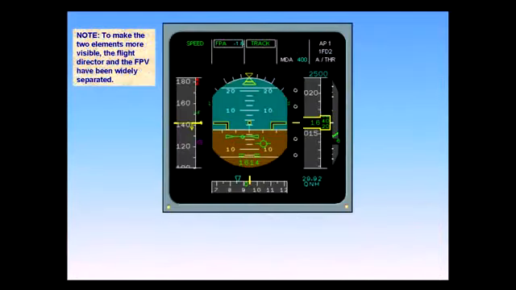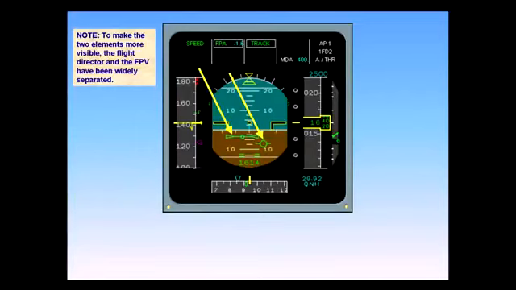Note, to make the two elements more visible, the flight director and the flight path vector have been widely separated. To use this flight director, the flight director portion, the wings with the smaller circle in the center, is kept centered within the flight path vector. Both lateral and vertical paths are flown by keeping the larger circle of the flight path vector centered over the smaller circle on the flight director.